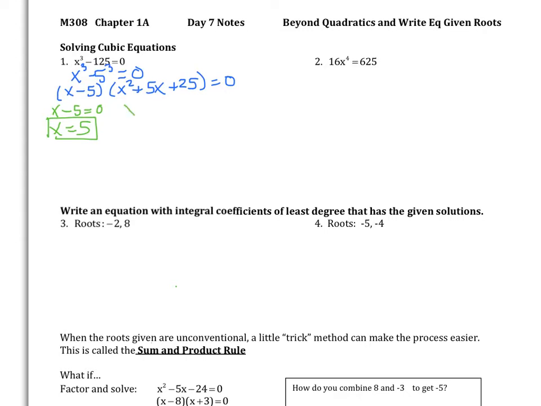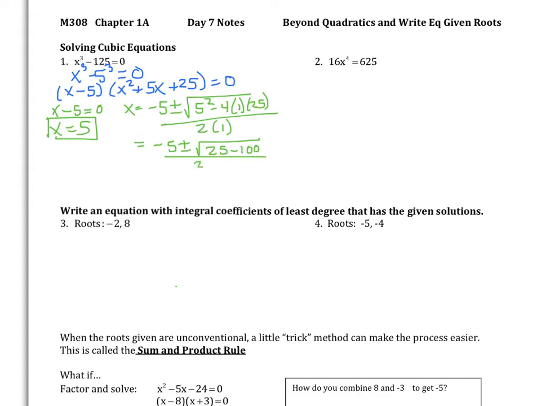So if I do that, x equals negative 5 plus or minus the square root of 5 squared minus 4 times 1 times 25 all over 2 times 1. So we get negative 5 plus or minus the square root of 25 minus 100 over 2. 25 minus 100 is negative 75. We can break that down to 25 times 2, times 3. So we're looking at negative 5 plus or minus 5i root 3 all over 2 as our other two answers.